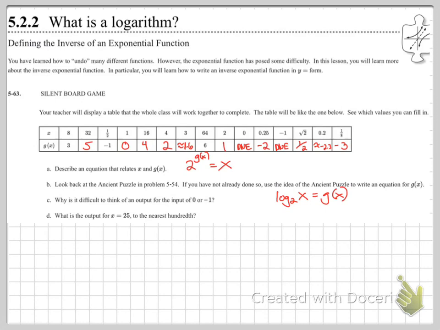Why is it difficult for 0 or -1? Because 2 times itself can never be 0, and positive 2 times itself can never be a negative number. What is the output for x equals 25 to the nearest hundredth? Let's not even do that, because we would need a calculator to do that, and that's not what we're focusing on in this class.